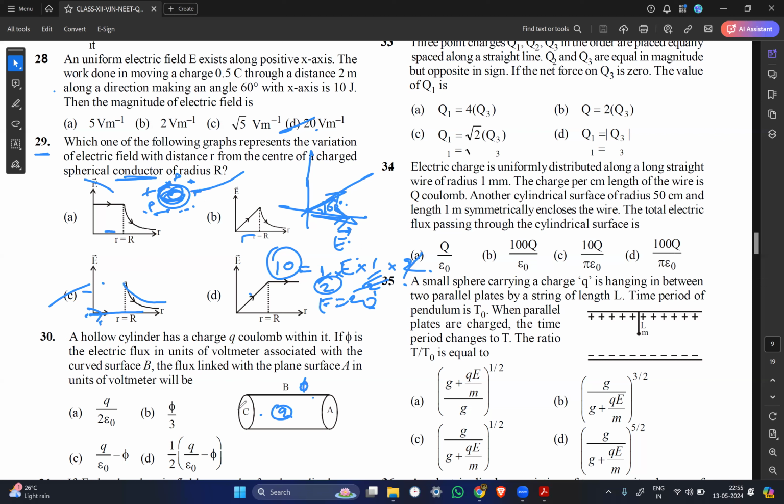The flux linked with plane surface A, only A, in units of volt. The flux through this and this plus this whole will be the net flux, and net flux is q inside by epsilon naught. So net flux will be phi plus flux through this, and this will be the same actually due to symmetry. You take it as 2x. We want x actually, so take it this side: q by epsilon naught minus 5 and by 2.